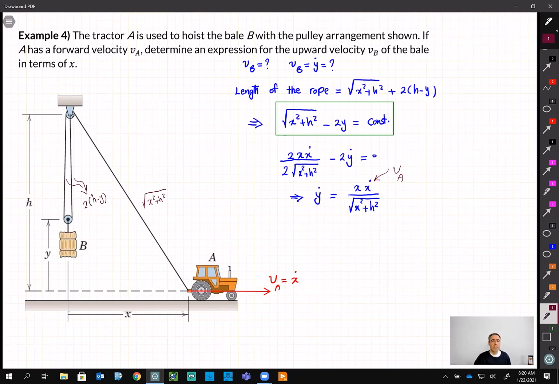If the question asks for acceleration, then you need to take the derivative one more time, which please do as a practice, and assume that this guy is constant. So the tractor is moving with a constant speed, which means x double dot is going to be 0 when you take the derivative. But as a practice, please do it. So to make sure, I'm going to check.